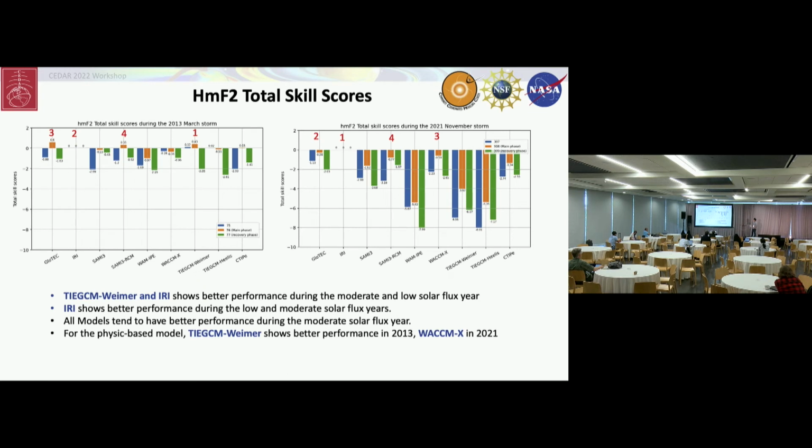So here shows the scale score again regarding the HmF2. We found that during the moderate solar flux years, the WACCM-X shows relatively good results compared with GROTEC, IRI, and SAMI3 RCM. And during the November storm in 2021, you can see that the IRI shows the best performance. And for the physics-based models, I think WACCM-X shows better performance during the solar minima storm time.